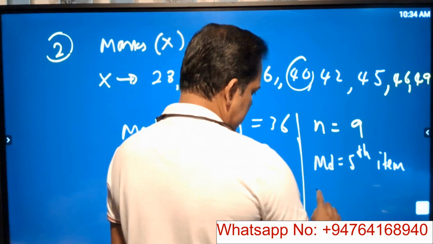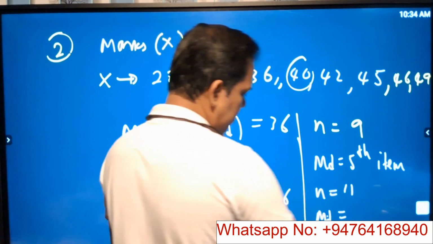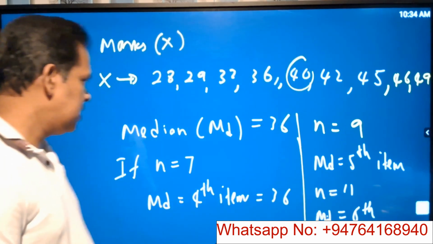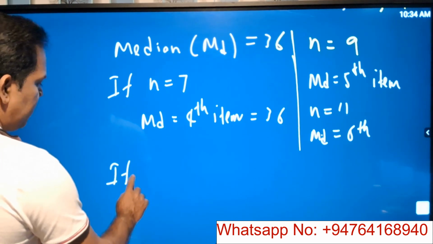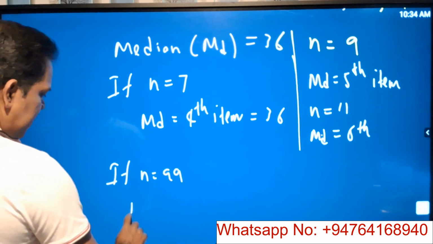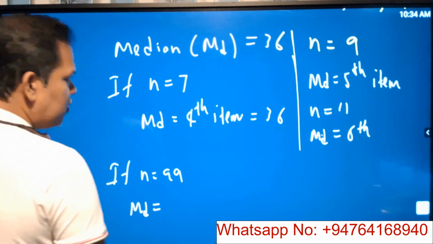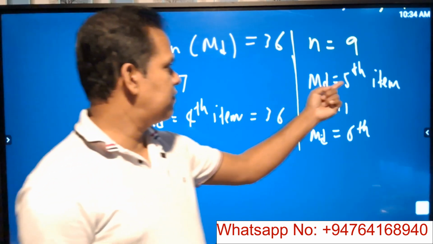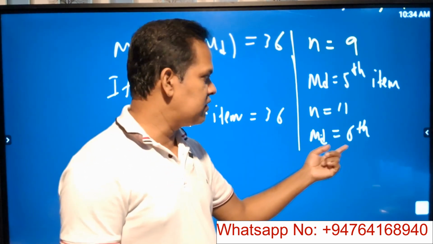Using this pattern, tell me if n is 11, what is the median? Which item is the median? Sixth item. Very good. Then tell me, if the total number of students of this class, n, is 99, then which item gives the median? Median means what? How did you take it? If n is 7, how did you get the fourth? If n is 9, how did you get the fifth? If n is 11, how did you get the sixth?